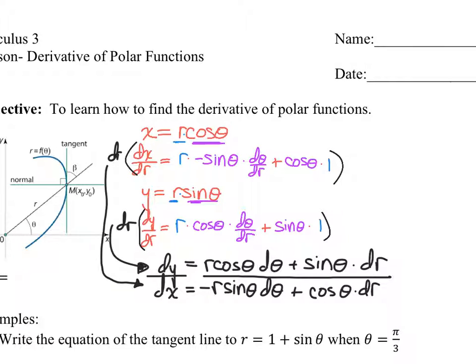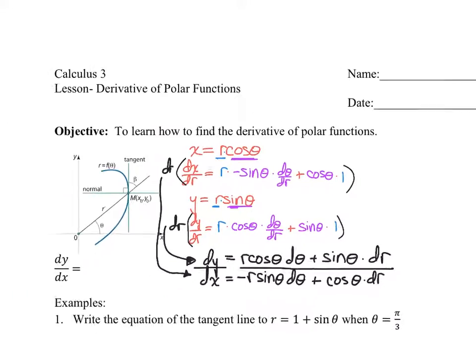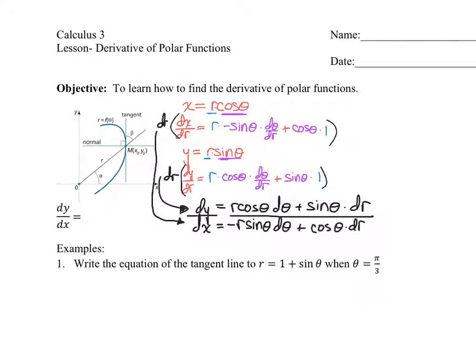So dy/dx is equal to (r cosine theta d theta plus sine theta dr) over (negative r sine theta d theta plus cosine theta dr). Rolls right off the tongue. So, you know, just commit that to memory and you'll never have a problem. Obviously not. So it ends up on an index card that you reference.